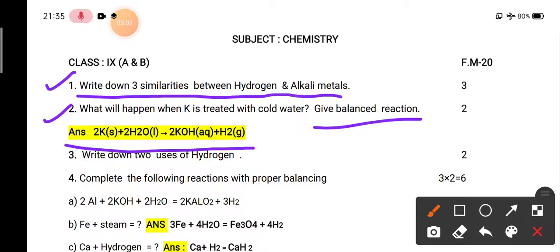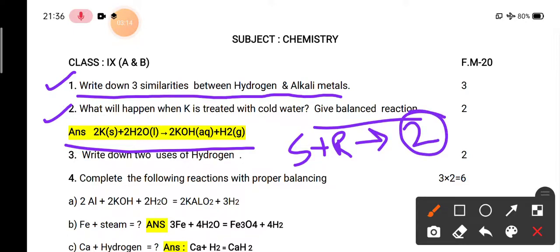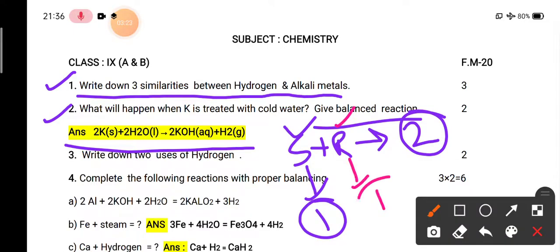If the balanced reaction is not there, then you will get only 1 mark. Remember, the statement plus the equation or reaction gives you 2 marks. If only the statement is there, you will get only 1 mark. If only the reaction is there, you will get only 1 mark. So both the statement and the reaction are required. If both of them are correct, then you will get 2 marks.